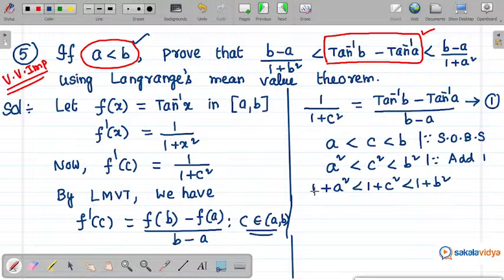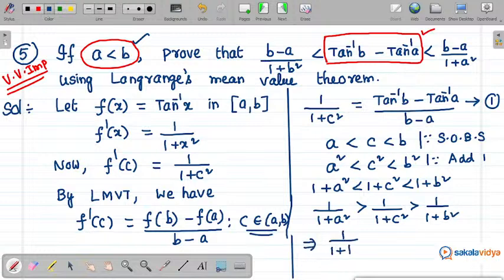When you write the reciprocals, a very important thing to keep in mind is that the inequality symbol reverses. That is, 1 upon 1 plus a square greater than 1 upon 1 plus c square, greater than 1 upon 1 plus b square. This is the only thing that needs to be manipulated here. So the same can be stated as 1 upon 1 plus b square less than 1 upon 1 plus c square less than 1 upon 1 plus a square. From equation 1, 1 upon 1 plus c square is replaced by tan inverse b minus tan inverse a by b minus a.